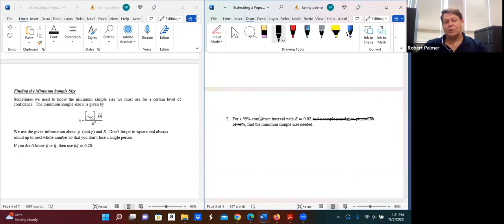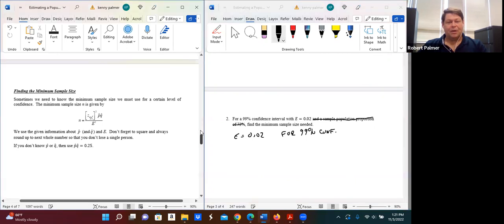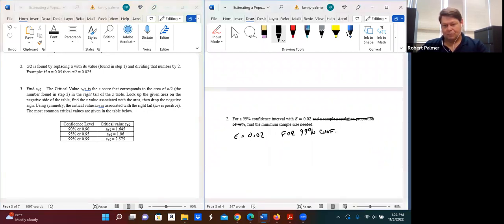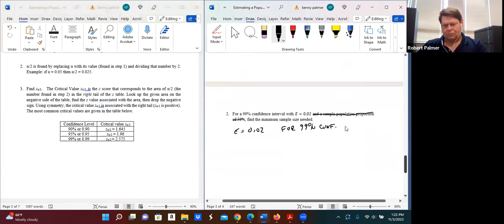Okay, so this time let's say we don't know the proportion. So once again, do the same thing. Our E this time is given as a decimal, which is good, so 0.02. Then for 99% confidence, once again, find our Z of alpha over 2. So look back at our table. For 99% confidence it is 2.575.